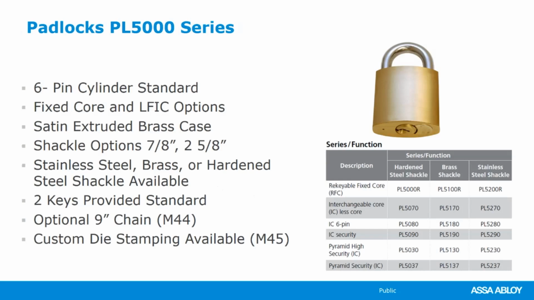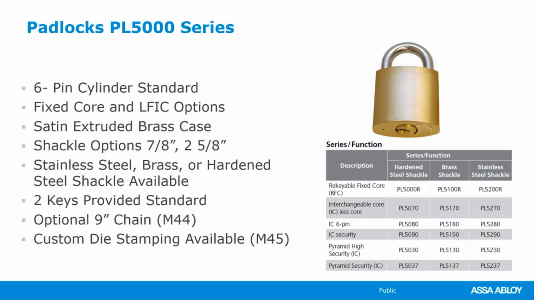We have hardened steel shackles. We have brass shackles. We have stainless steel shackles. And again, they will be used for specific applications. The hardened steel shackle is obviously the strongest. That is the one that's going to resist the cutting or chopping. The brass shackle will resist rusting. The hardened steel shackle will not resist rusting. The stainless steel gives you kind of the best of both worlds, where you have a stronger shackle that is a little bit rust resistant.